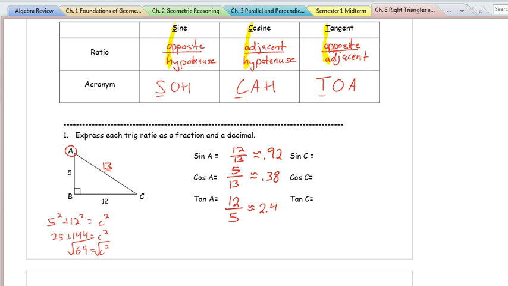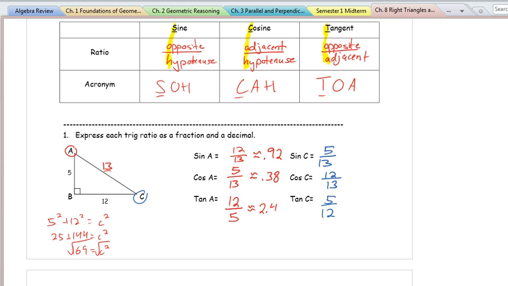Let's try it for side C now, or angle C now. So sine of C, if we look up, it's opposite over hypotenuse, which is 13. So it's 5 over 13. The cosine of C would be adjacent, 12, over hypotenuse, which is 13. Tangent would be 5 over 12.